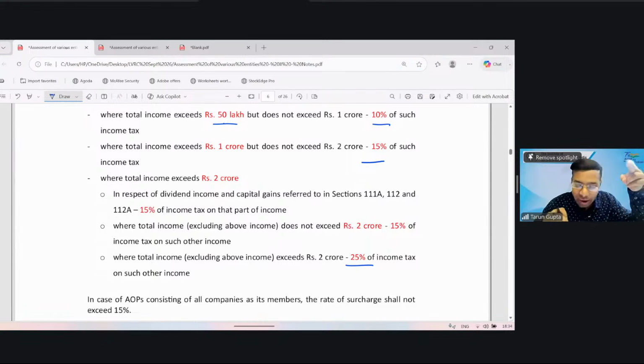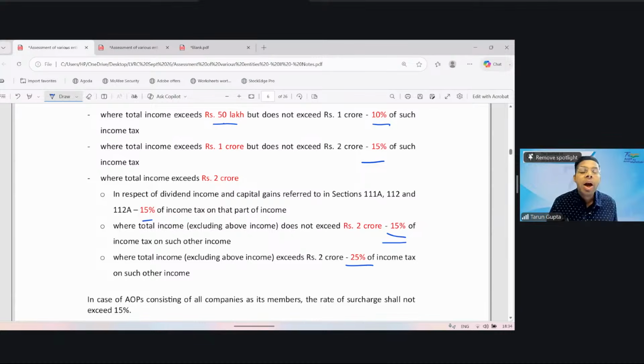or dividend income cannot exceed 15%. The maximum rate of surcharge cannot exceed 15% in respect of income from long-term capital gain or dividend income. And if the other income is more than 2 crore because of these types of income, then the surcharge rate on other income shall also be restricted to 15%.